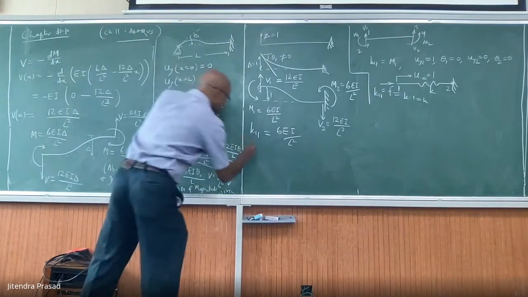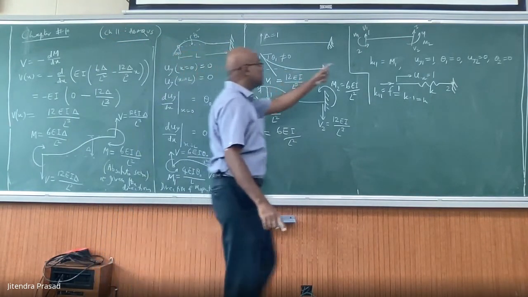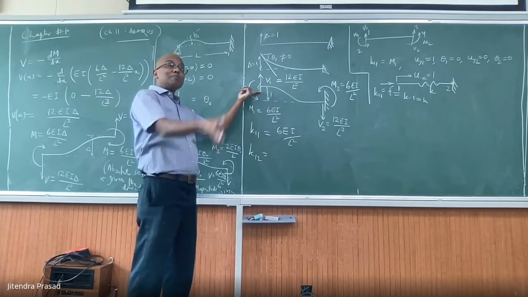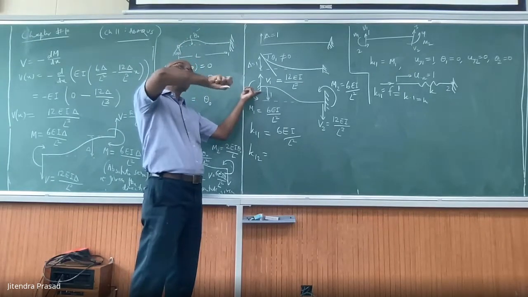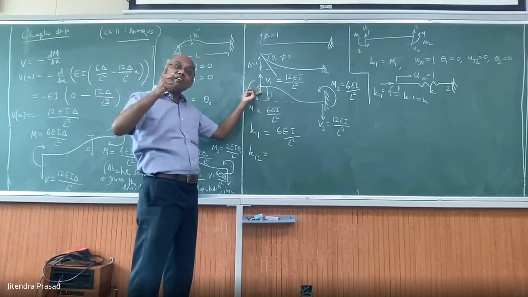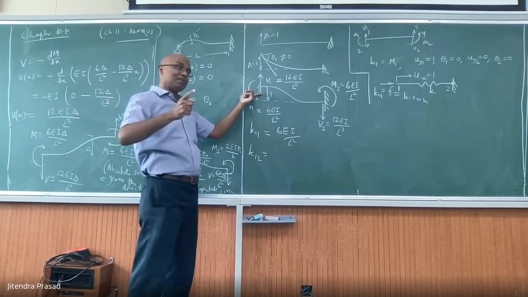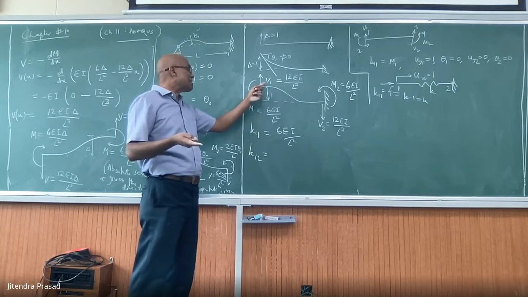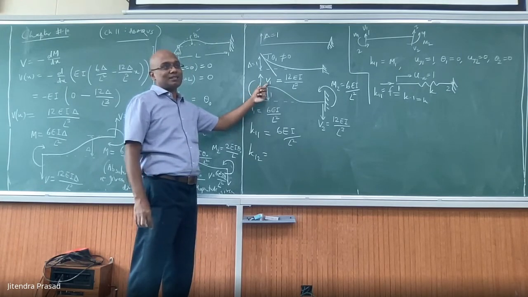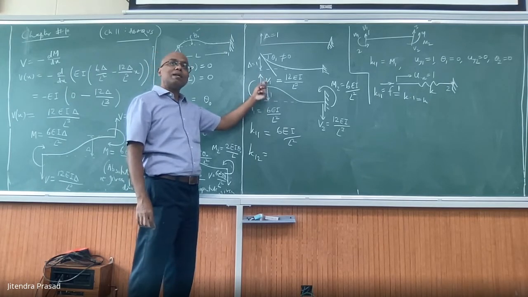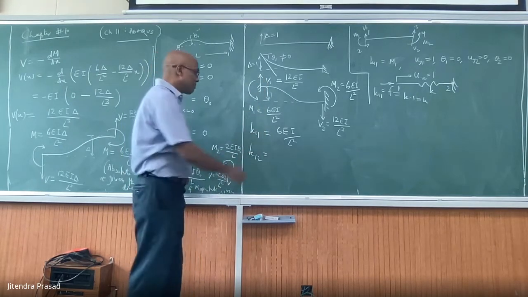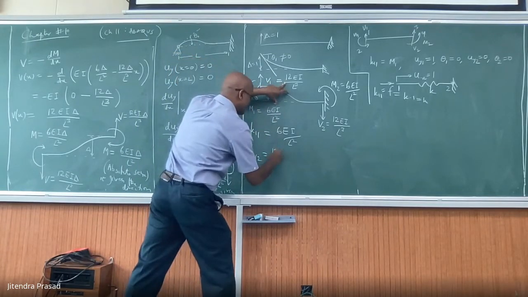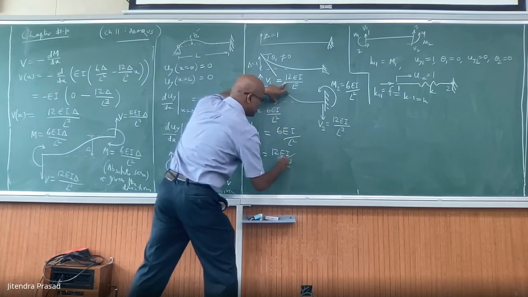Now tell me what is K12? Given degree of freedom 2 is this. K12 is what? You are applying a unit displacement along the first degree of freedom and measuring the force along the second degree of freedom. Second degree of freedom is this. You find out the value of V, and whatever value you get here will be the value. So K12 will be simply 12EI over L cube.